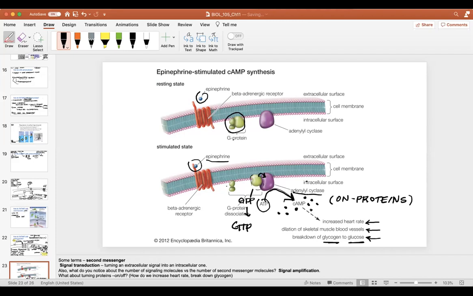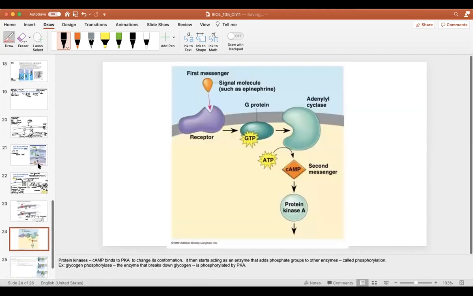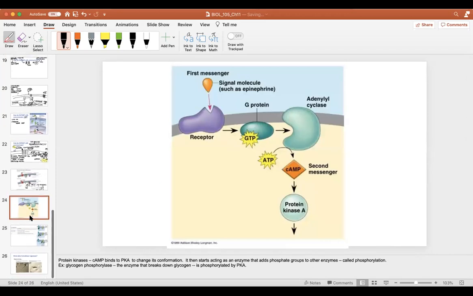Now, here's the deal. How on earth does cyclic AMP accomplish these processes? And that has to do with the process of phosphorylation. So let me go here. This is the same system that I just showed you. So it's just drawn a little bit differently.